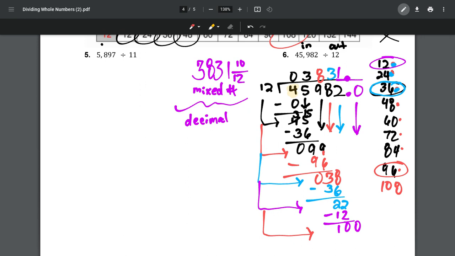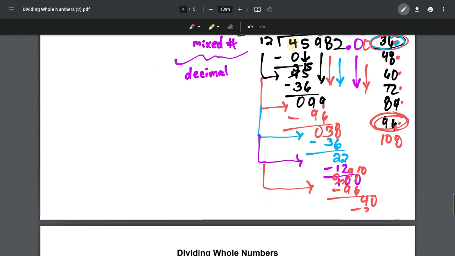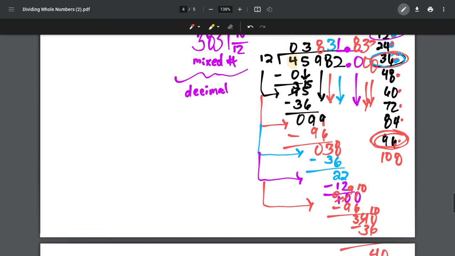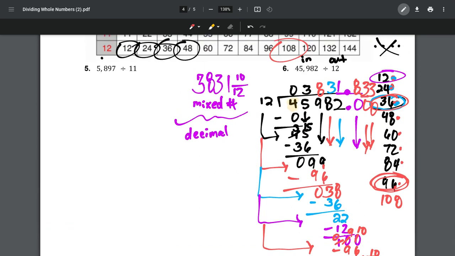So how close can you get to 100 without going over? That would be back at 96. And that's 8 times. 1, 2, 3, 4, 5, 6, 7, 8. And you're going to have to borrow, add a 0, bring it down. How close can you get to 40 without going over? That would be 36, which is 3. And when you subtract, you're going to get another 4, add another 0, bring it down. How close can you get to 40 again? That'll be another 3. Okay, as you can see, these 3s are going to start repeating.